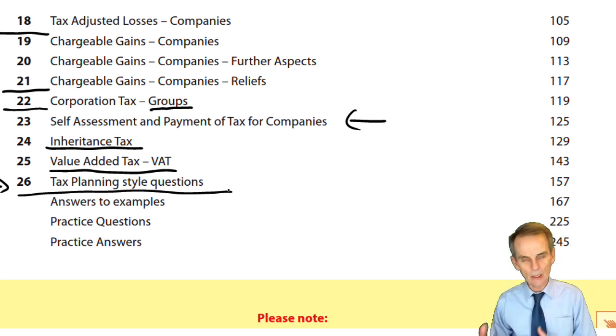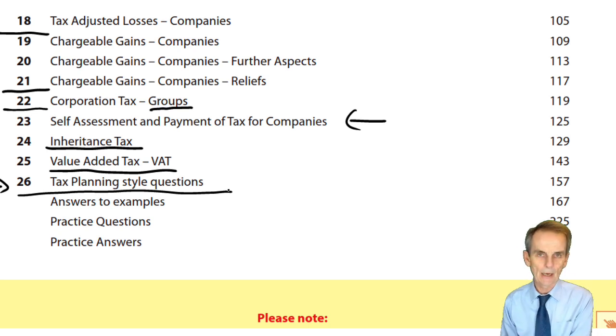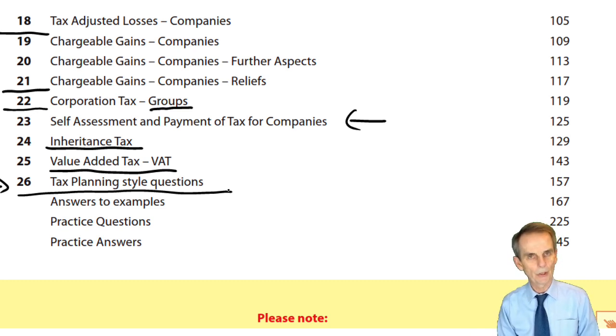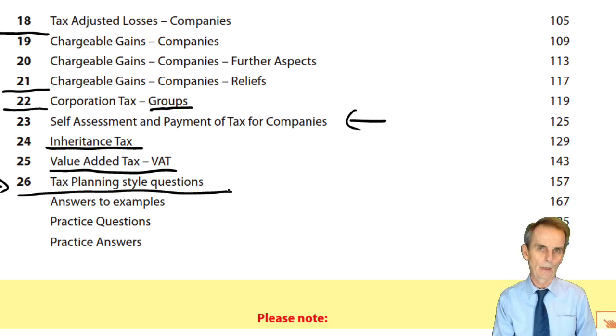So it's taking stuff you already know and putting it into a planning scenario. It isn't just this is how you deal with an unincorporated trade, this is how you deal with an incorporated trade. But given the level of performance of that particular business and what cash you're looking to take out of that business, which one is right for you? Would it be better from a tax perspective to go down the unincorporated route or the incorporated route?